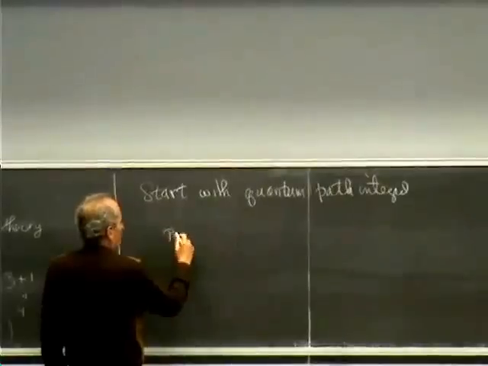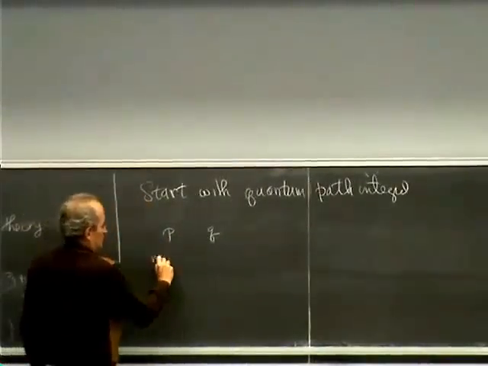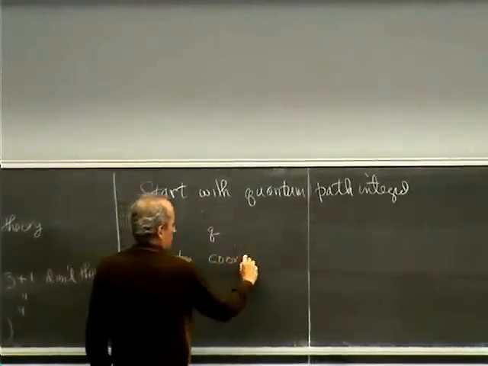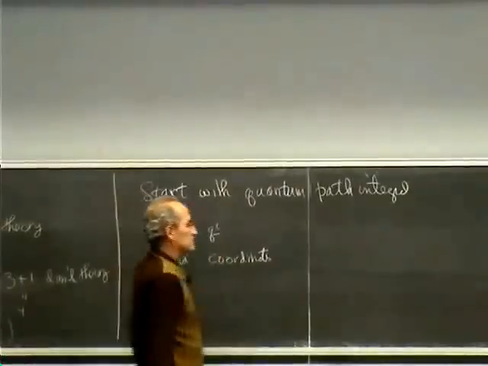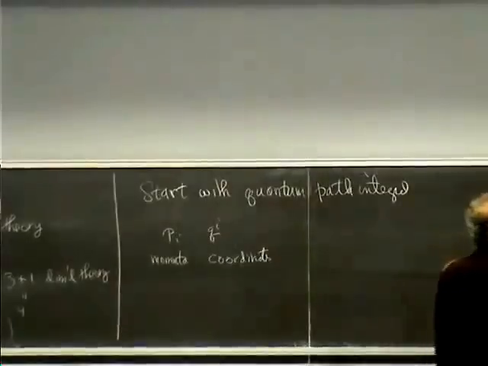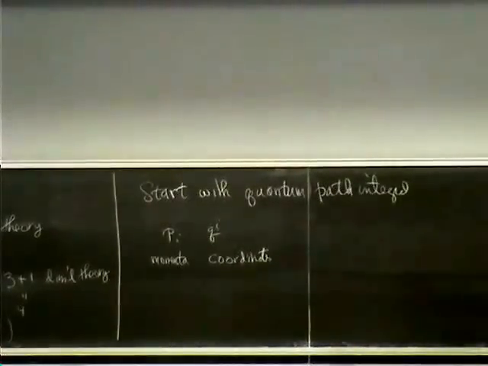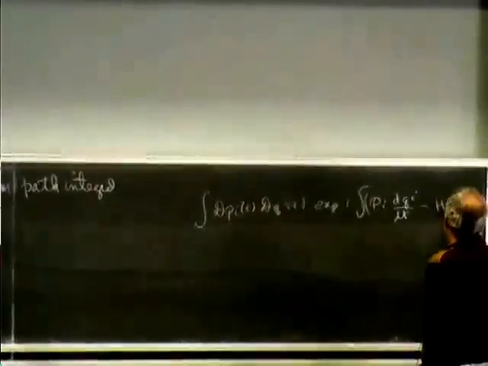So we have, for example, a canonical momentum p and a position, q. Momenta and coordinates. And the most basic Feynman integral is an integral over time-dependent positions and momenta. And usually there's also a Hamiltonian.